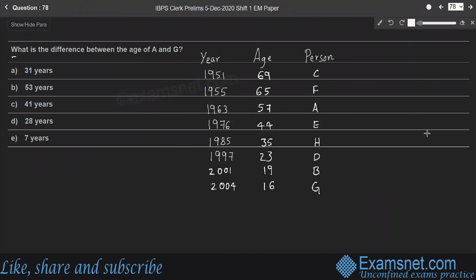Question 78. What is the difference between the ages of A and G? So A's age is 57 years, whereas G's age is 16 years. The difference is 41 years, right? Therefore, option C is the right answer.